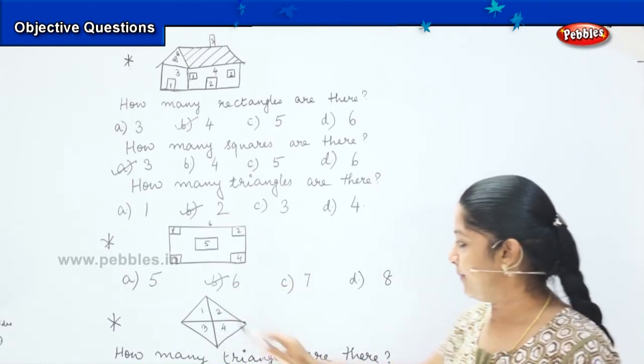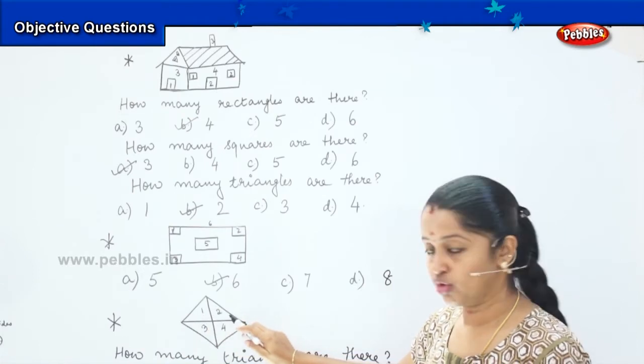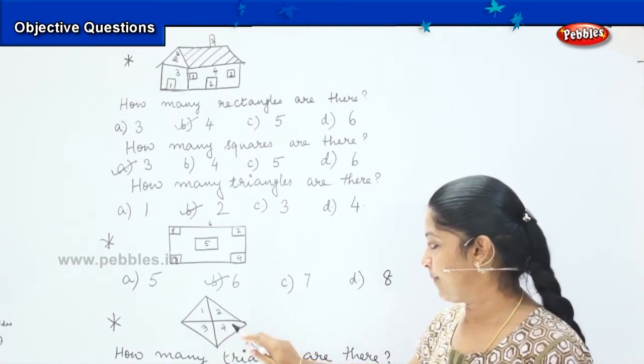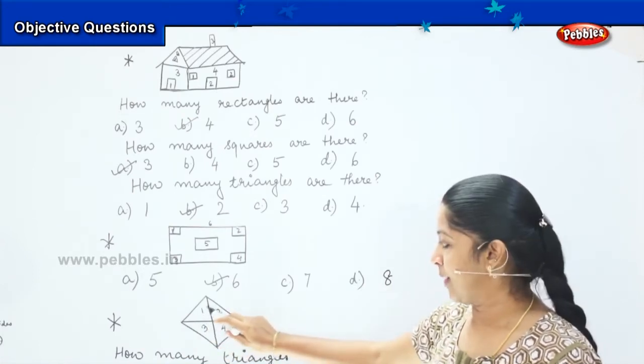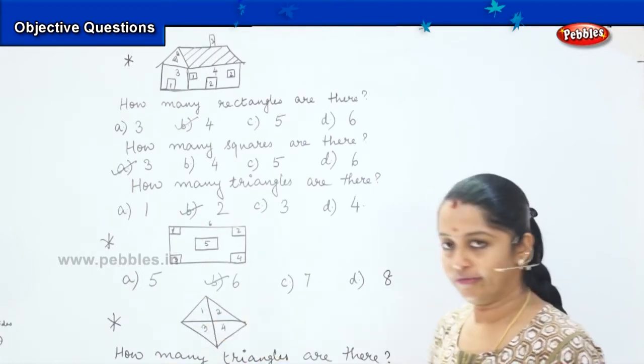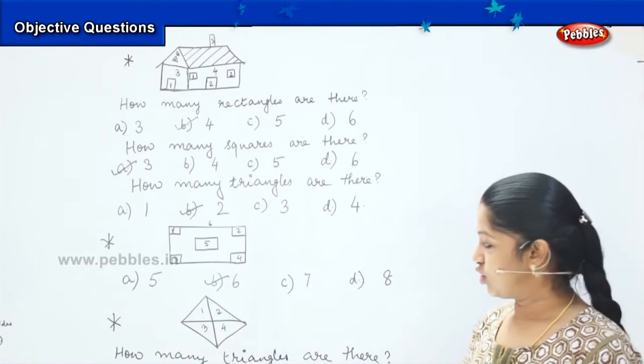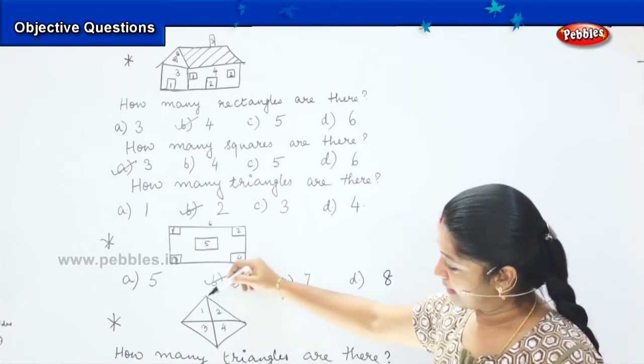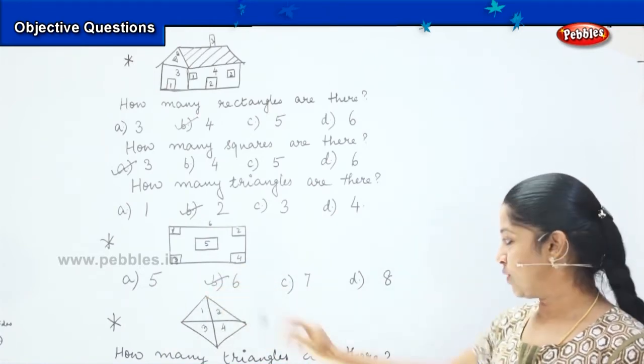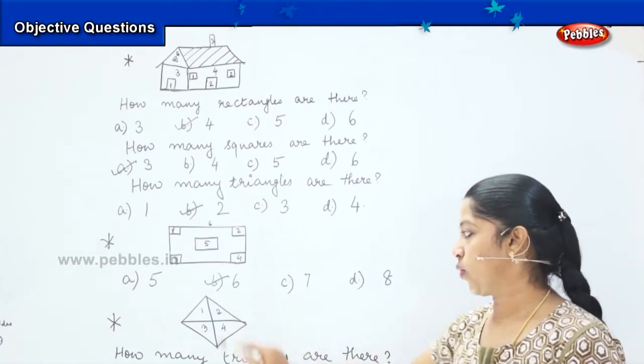Shall we do it once again? 1, 2, 3, 4. Then 1 plus 2, the bigger one, 5. 3 plus 4, the bigger one, down, 6. Then towards the left hand side, 1 plus 3, 7. And towards your right hand side, 2 plus 4, 8.